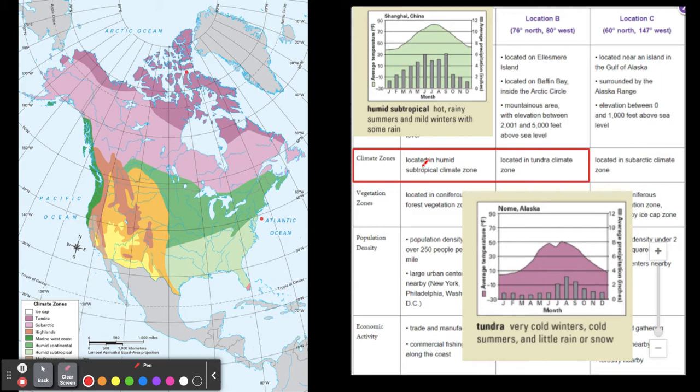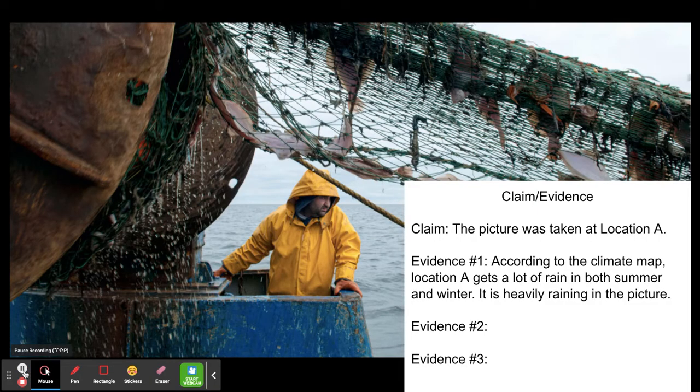So looking at the climate zone for location A, which piece of evidence would describe why our picture is located at location A? So the answer was, according to the climate map, location A gets a lot of rain in both summer and winter, and it is heavily raining in the picture.